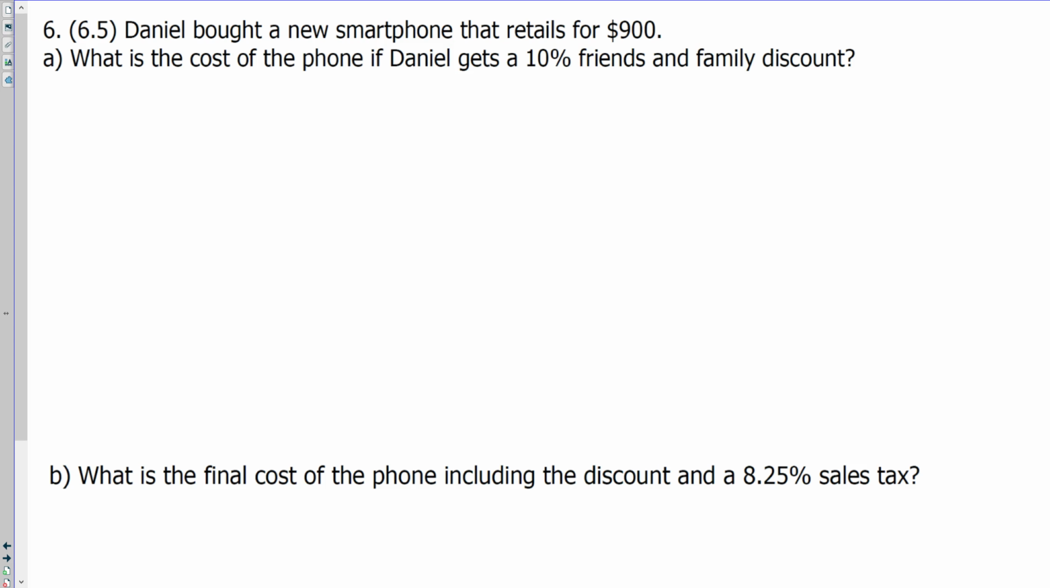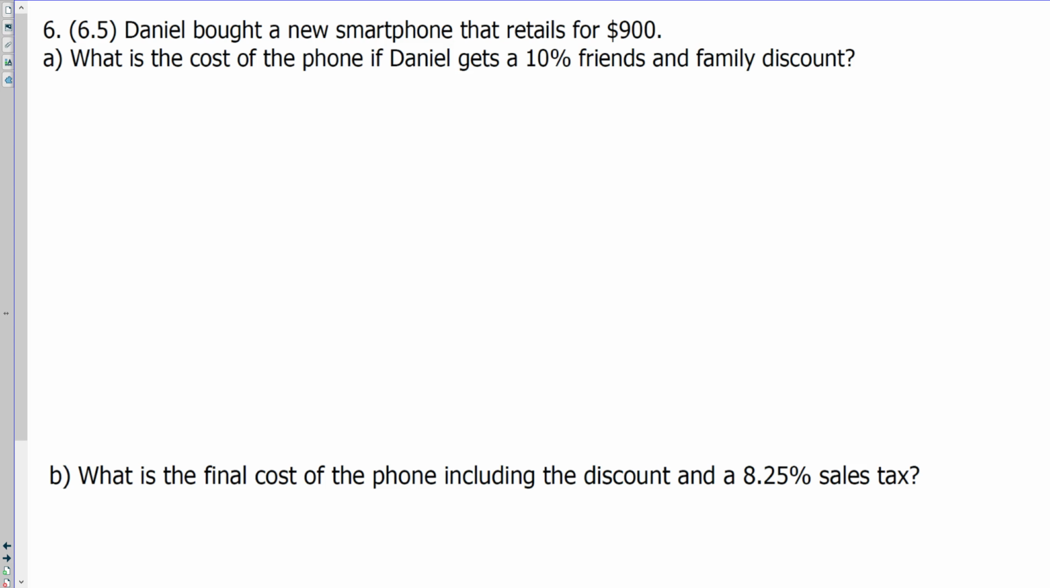Problem 6 is also from section 6.5. So we can see there's a lot of material coming from 6.5 that might be an important section to review in preparation for the final exam. This one, we have Daniel bought a new smartphone that retails for $900. We want to know what is the cost of the phone if Daniel gets a 10% friends and family discount. That's part A. And then part B is what is the final cost of the phone including the discount and a 8.25% sales tax.